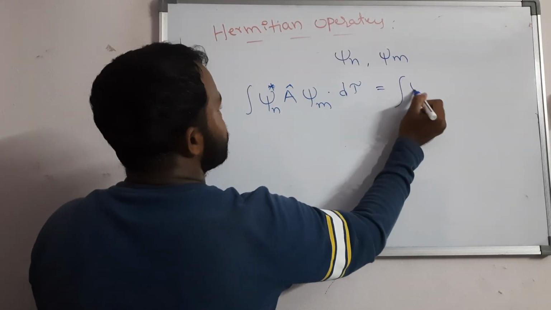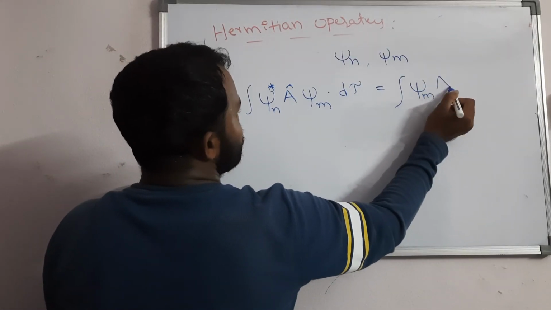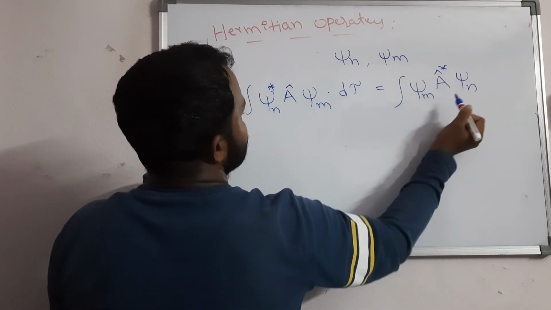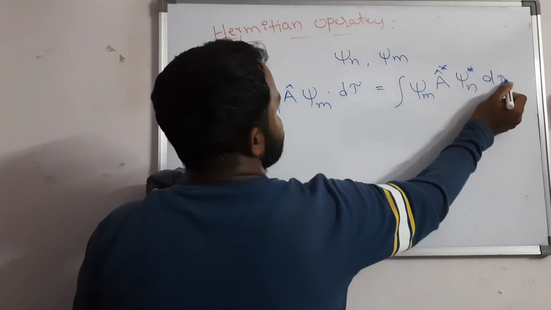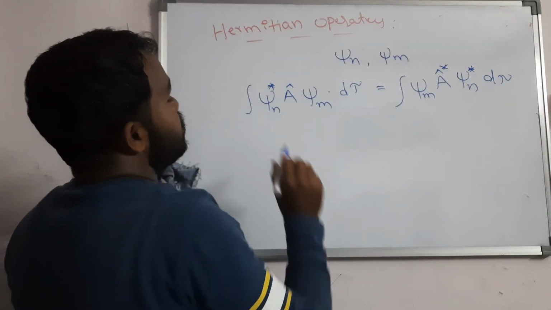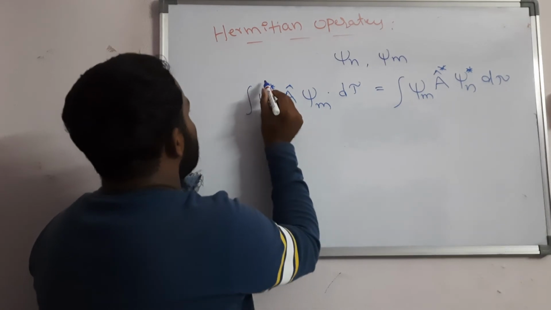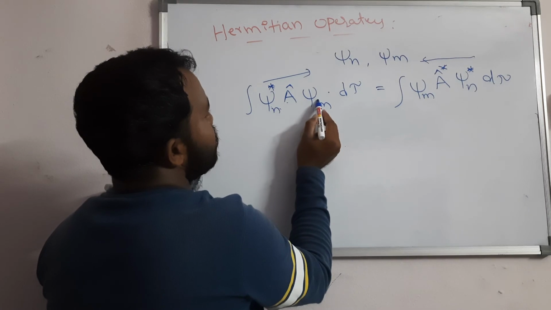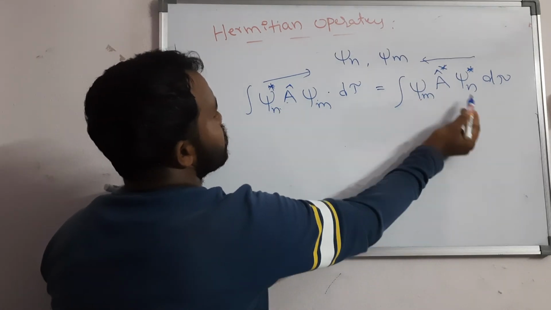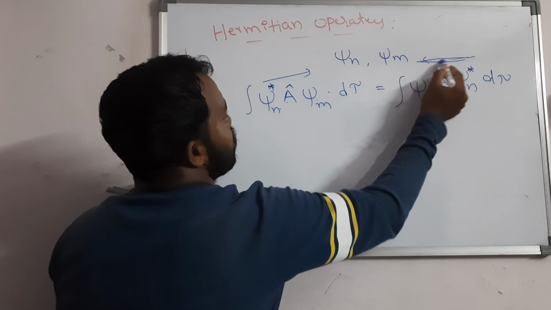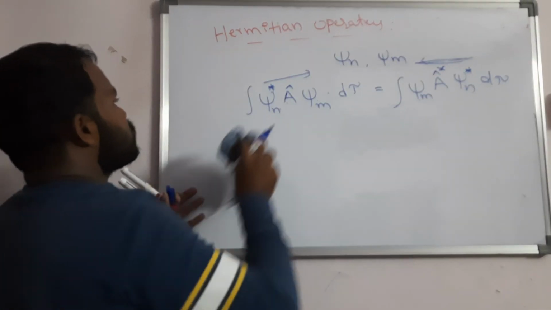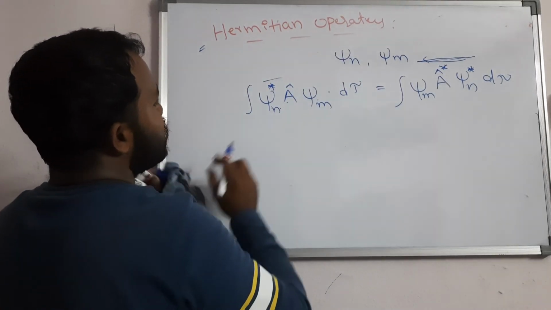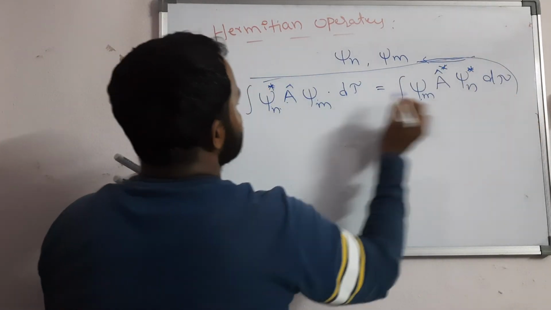So this you can write psi m into a cap star into psi n, psi n star you should write into d tau. So this is Hermitian operator. Actually we got the value from this side, psi n a cap psi m, right? So in reverse we got psi m a cap psi n. That we will discuss in the next concepts, but you should write what is meant by Hermitian operator. Psi n and psi m, this equation you should write.